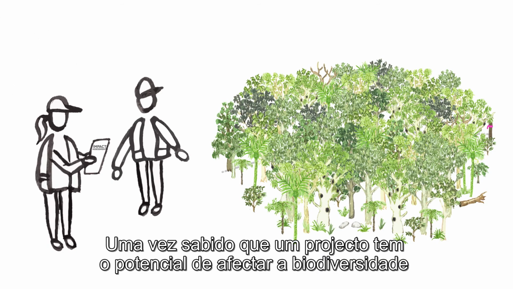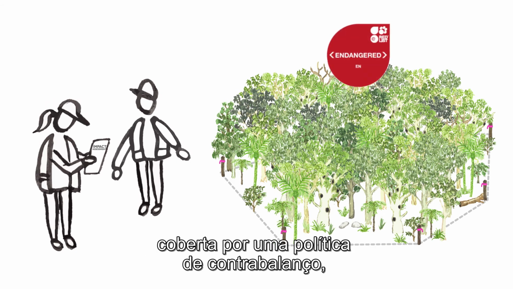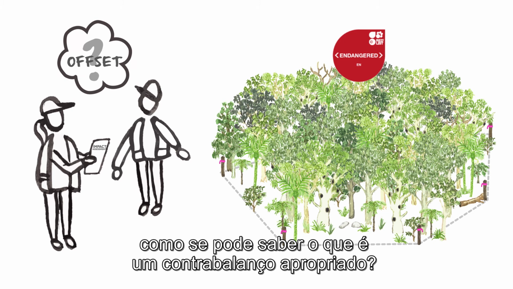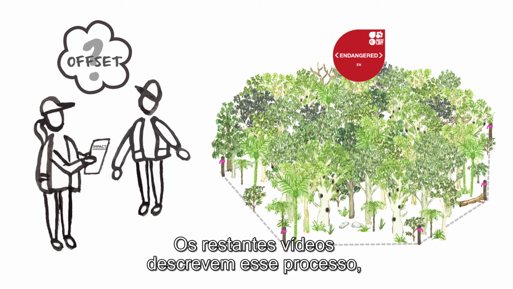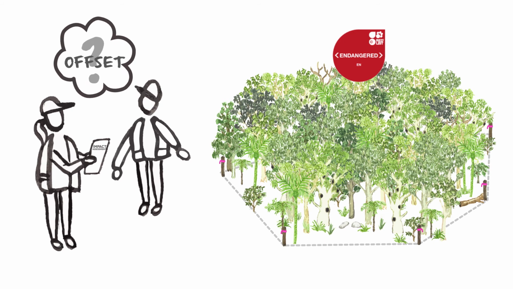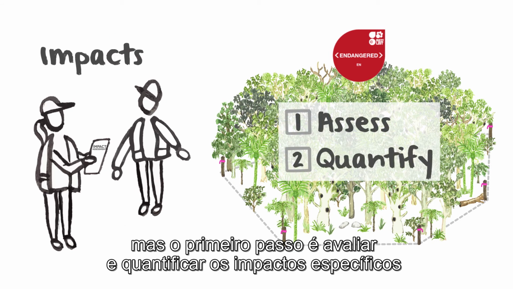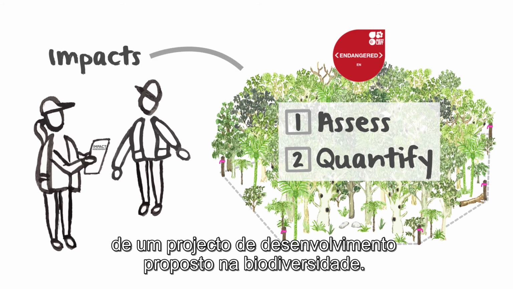Once you know that a project has the potential to affect biodiversity that is covered under an offset policy, how can you work out what an appropriate offset might be? The rest of these videos will describe this process, but the first step is to assess and quantify the specific impacts of the proposed development on local biodiversity.